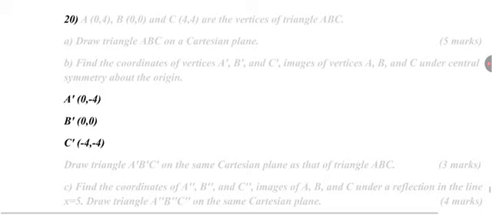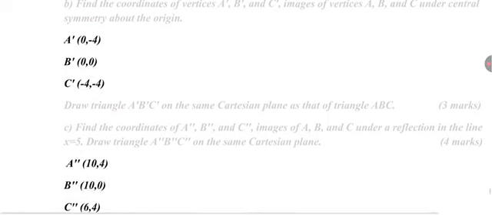There is number 20, transformation. We have the Cartesian plane, the coordinates A and B and C as the vertices of triangle ABC, and we ask you to draw that ABC in a Cartesian plane. And then we have to find the A image, B image and C image under the central symmetry about the origin, and then you get those coordinates, and you have to draw A image, B image, and C image on a Cartesian plane, and find the coordinates of B double prime, A double prime, and C double prime, the image of ABC under a reflection in line x equal to 5.